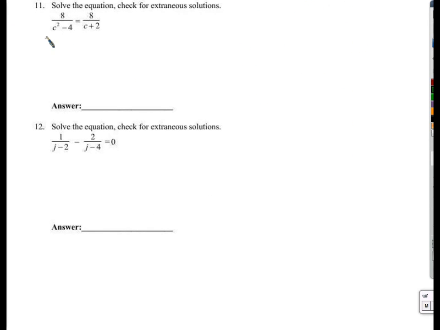Okay, we'll solve this equation. Recognize that this is c plus 2 times c minus 2. So we'll multiply both sides by c plus 2 times c minus 2, because this side has a c plus 2 factor in the denominator, which will get canceled out. Multiplying both sides by the lowest common denominator. On the left, everything cancels out. We're left with the numerator 8.